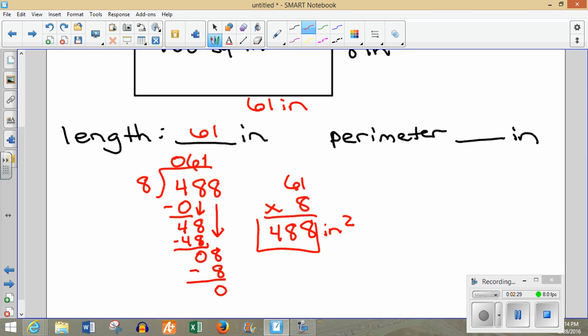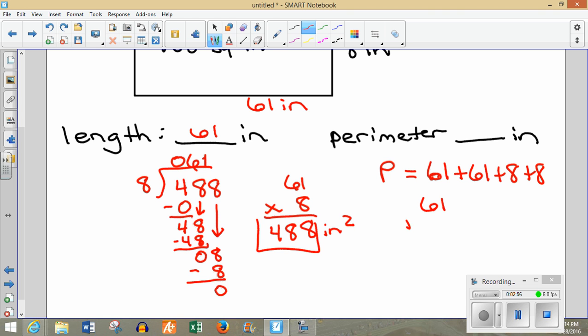Now we're going to look at the perimeter. Well, I already have all of my sides, so I know that perimeter equals side plus side plus side plus side. So I'm going to do 61 plus 61 plus 8 plus 8 equals perimeter. If you want to be pretty snazzy and get that equation on the test, that would be great. Or just in real life, you are required to have those equations.